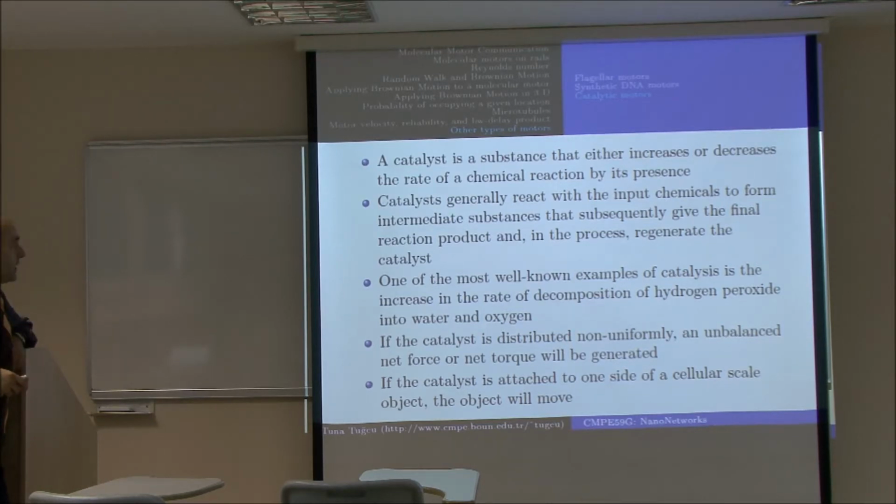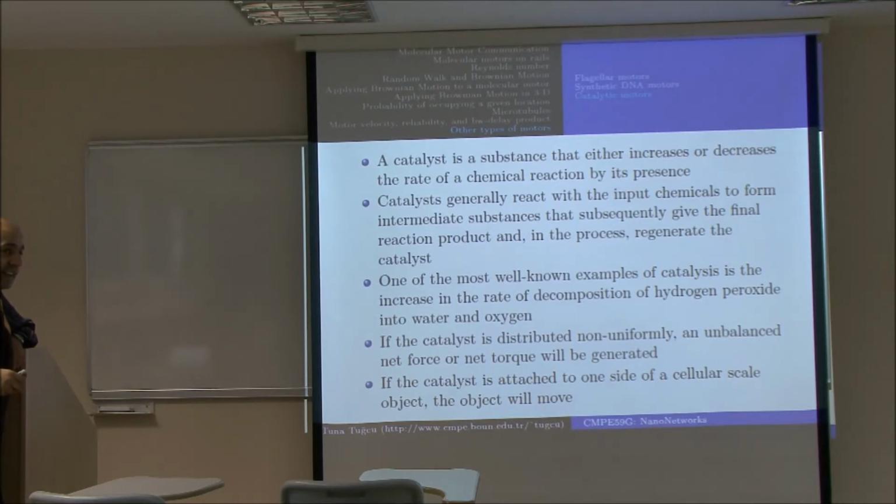So the catalyst generally reacts with the input chemicals to form some intermediate substances that are then converted to the final reaction product. This will help increase, for example, the forward direction rate of the chemical reaction. One of the most well-known examples of catalysis is the increase in the rate of decomposition of hydrogen peroxide into water and oxygen.